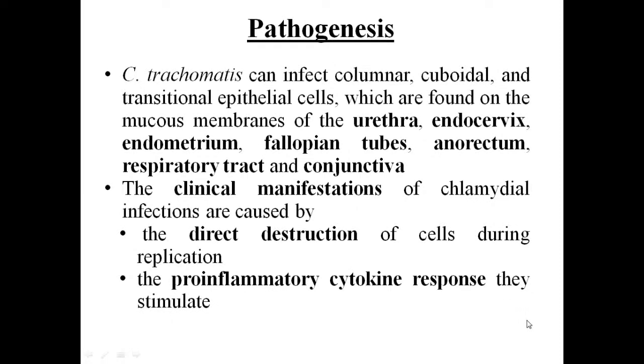Chlamydia trachomatis can infect columnar, cuboidal, and transitional epithelial cells, which are found on the mucous membranes of the urethra and the cervix, endometrium, fallopian tubes, and rectum, respiratory tract, and conjunctiva. So, target cells for chlamydia are epithelial cells of the urethra, cervix, endometrium, fallopian tubes, rectum, respiratory tract, and conjunctiva. So that's why this bacteria causes infections there.